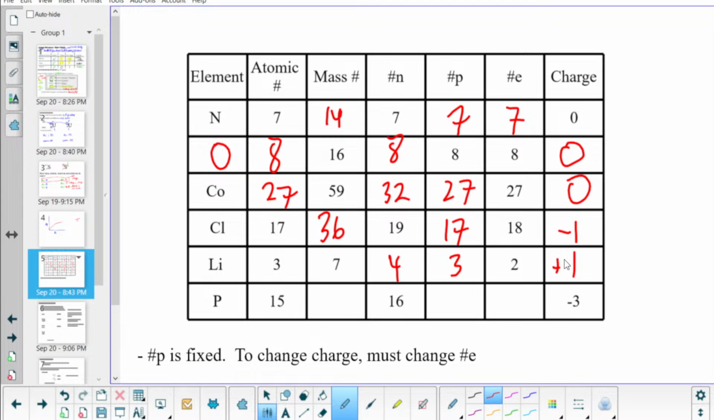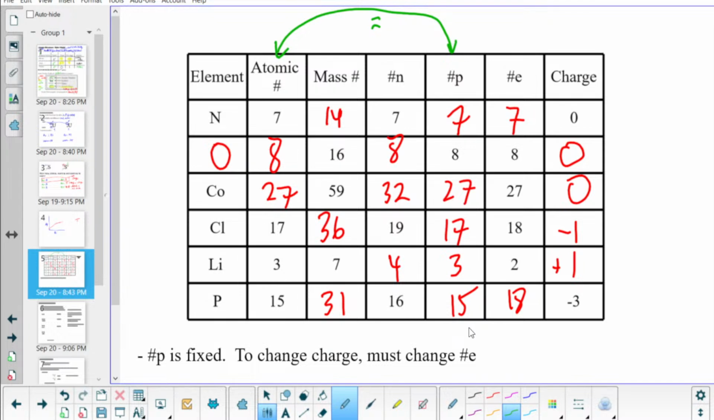And then moving up. 31. 15. And number of electrons for a -3 charge. 18. Now, what two columns must always be the same? So these must always be equal. Any other columns that always have to match?